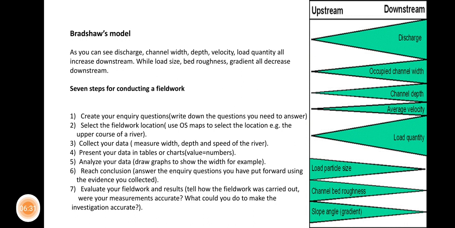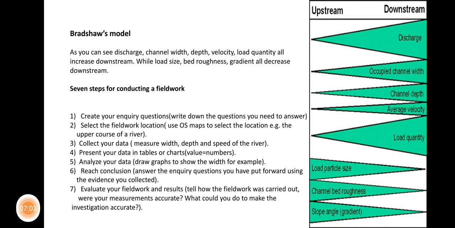the world. So as you can see, the discharge or the channel depths, the velocity, which is the speed, the load quantity, speaking of materials, all increase downstream. You have upstream and downstream, they increase, while the load size, the bed roughness, and the gradient all decrease downstream. Okay, what does that mean?